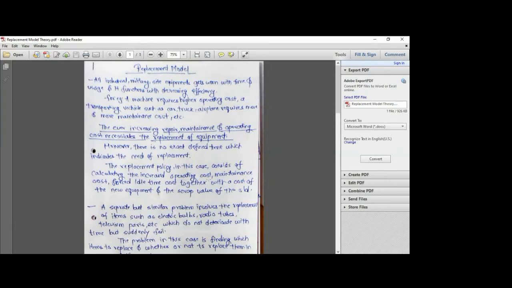Sorry, let's start with the next beat. And the next beat is called the replacement model, and this is the theory part of the replacement model that I'm going to cover.